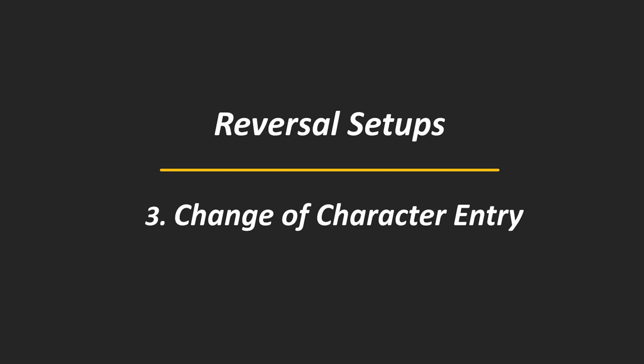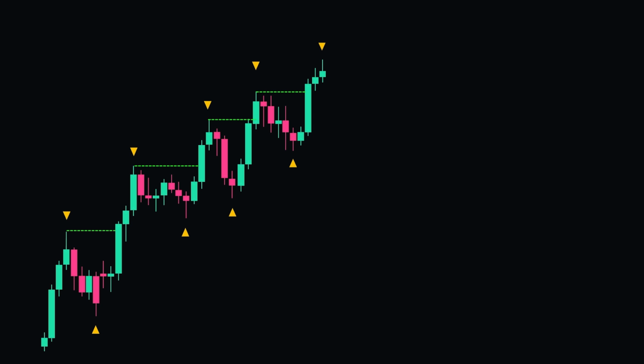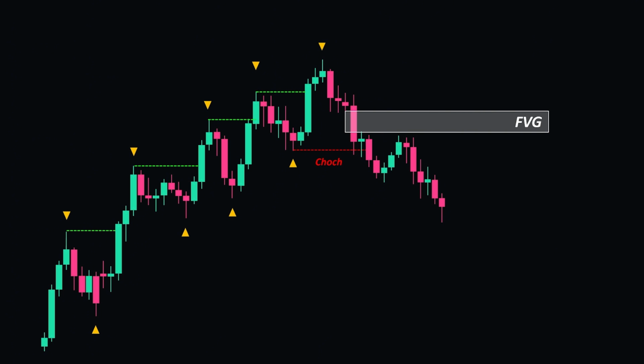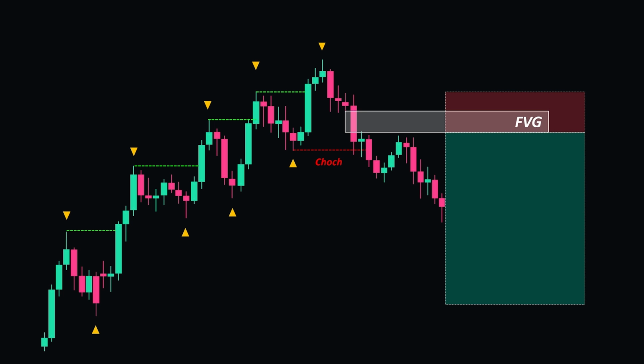Number 3. Change of character entry. After a long-term bullish trend, wait for the price to make a change of character. To confirm the reversal, we need at least one or two strong bearish moves breaking below the swing low. Then, look for fair value gaps that form after the shock. Set a sell limit at the start of the gap, place your stop loss above it, and target the next important level below the price.